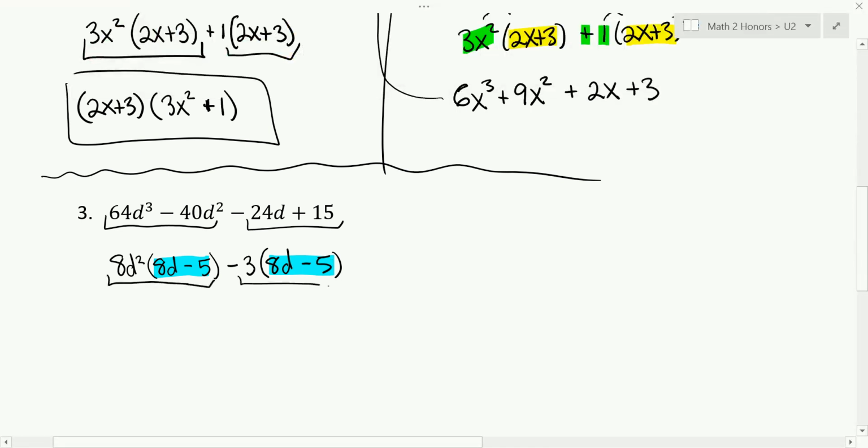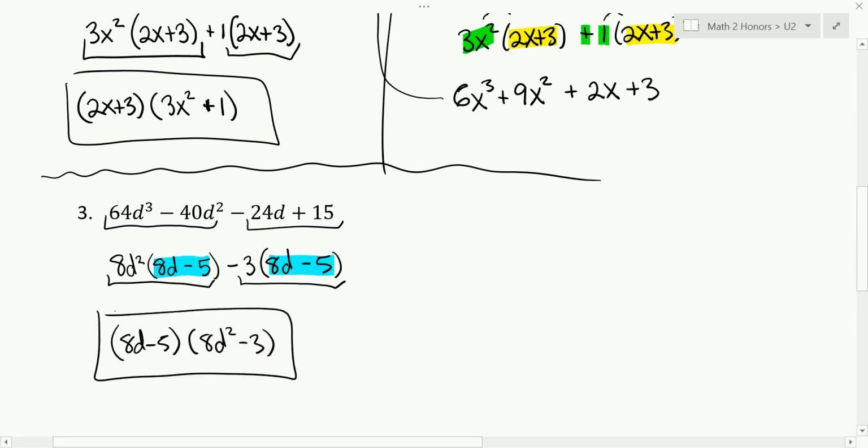So if we look at these two terms, we see that they both have an 8d minus 5. And if I divide out that blue part that I highlighted, I'm left with the 8d squared minus 3. And now it's in factored form. There's no minus sign in between these parentheses. It's a product. It's like an A times a B.